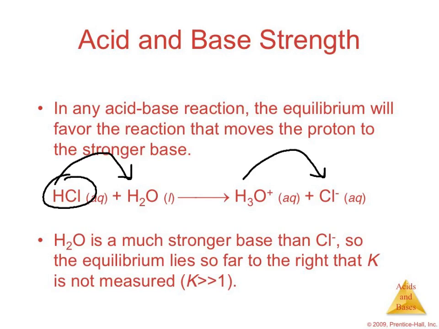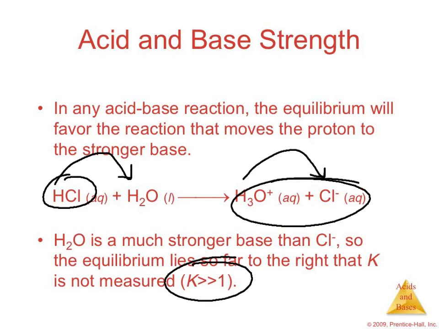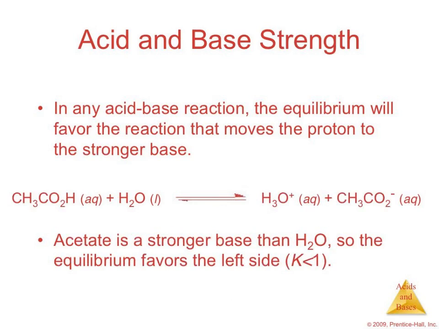Okay, so the equilibrium lies heavily to the right on this one, which means that we would have a big, big K. All right, in fact, so big that K really isn't even measured. So that's why we don't talk about these strong acid-base reactions being equilibrium reactions, because the K is just so enormous. It's impractical to work with. Okay? But then you've got something like this, okay?